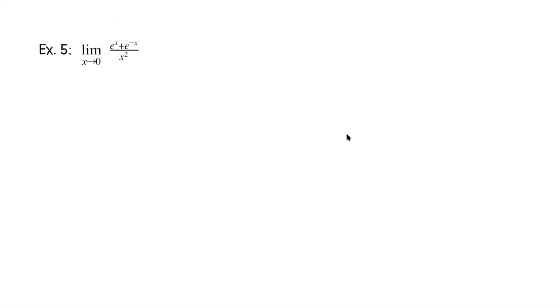Plug directly 0 in for x. Yeah, plug 0 in. So we've got e to the 0 plus e to the negative 0 over 0 squared. So I've got 1 plus 1 over 0, or 2 over 0. All right. What's another way to write 2 over 0? Infinity. Yeah, 2 over 0 is infinity.